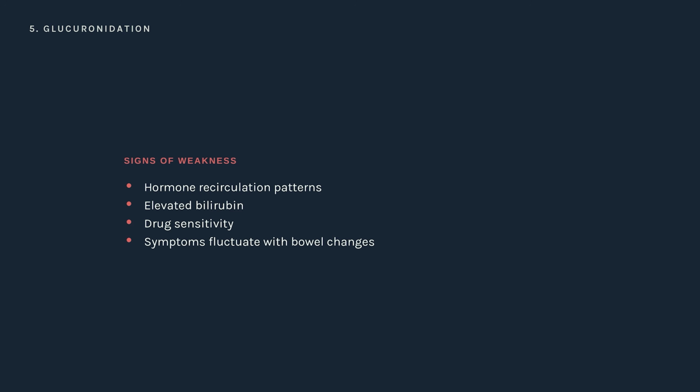So firstly, some indicators that we might have a problem with the glucuronidation process. We could have some hormone recirculation patterns, elevated levels of bilirubin. So if you do blood tests and you see your bilirubin is consistently high, this could be an indicator of poor glucuronidation. Increased level of drug sensitivity. And also if you're one of these people that is very sensitive to bowel movements, as in if you miss a bowel movement, you see a big increase in your level of symptomology, that can also be an indicator that glucuronidation is struggling.